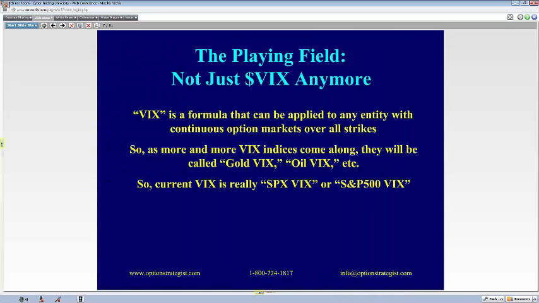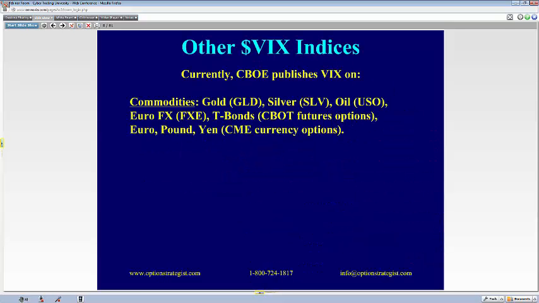So a VIX is just a formula. It can be computed on a number of things. In other words, the one that we normally talk about, VIX, is really SPX VIX because it's using SPX options. But CBOE also has one using the GLD options, and that's a gold VIX, or the USO option, that's an oil VIX. There's also a whole vast array of these.